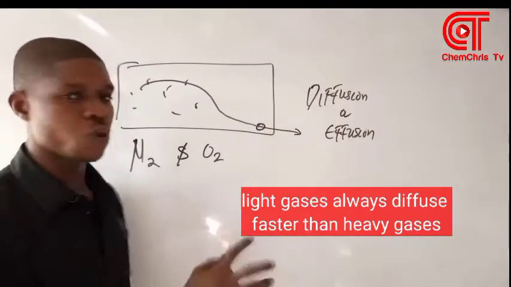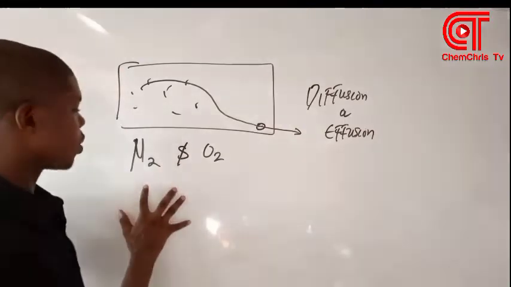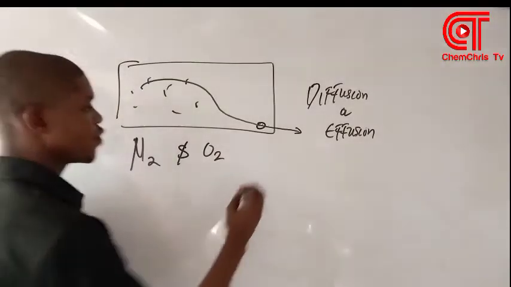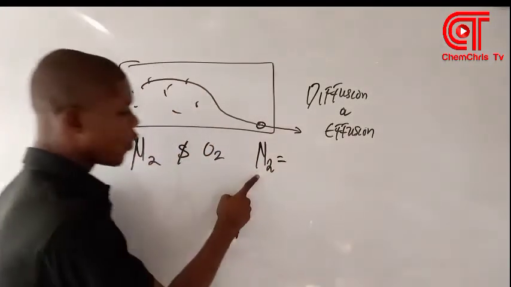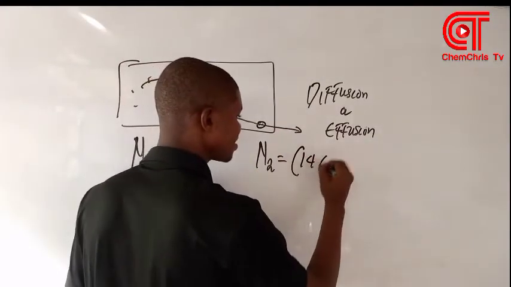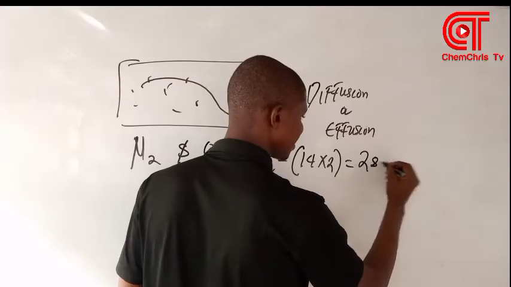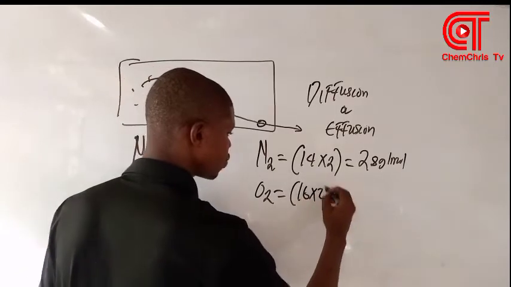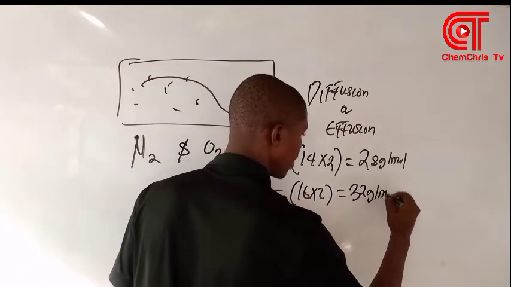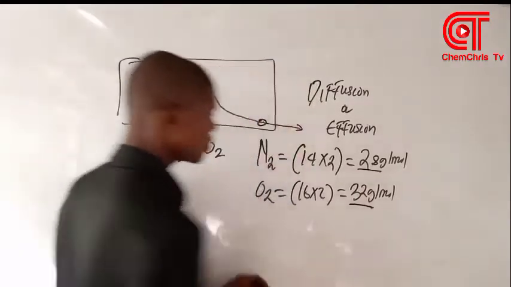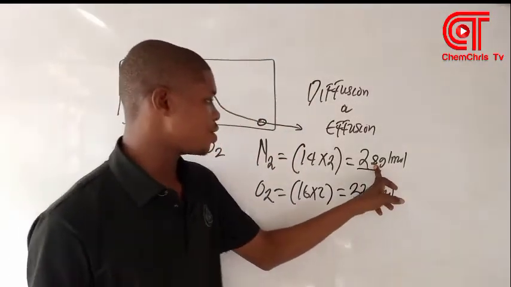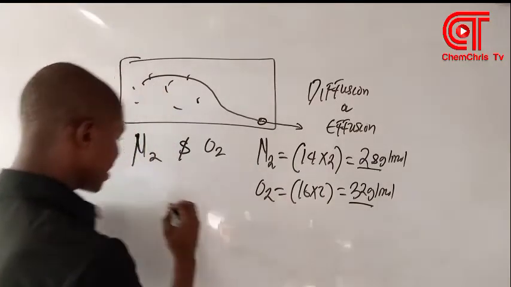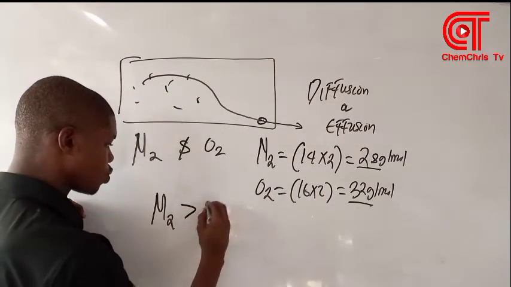And how do you know the one that is heavier and the one that is lighter? It's through the molar mass of that gas. Molar mass is the molar weight of the gas. So if you calculate the molecular weight of nitrogen, of course it's going to be 14 times 2, which is 28 grams per mole. Then you look at O2, it's going to be 16 times 2, which is 32 grams per mole. Now through this value, the lower this value, the higher the rate of diffusion of a gas. So if you compare these two, it means that N2 will diffuse faster than O2.